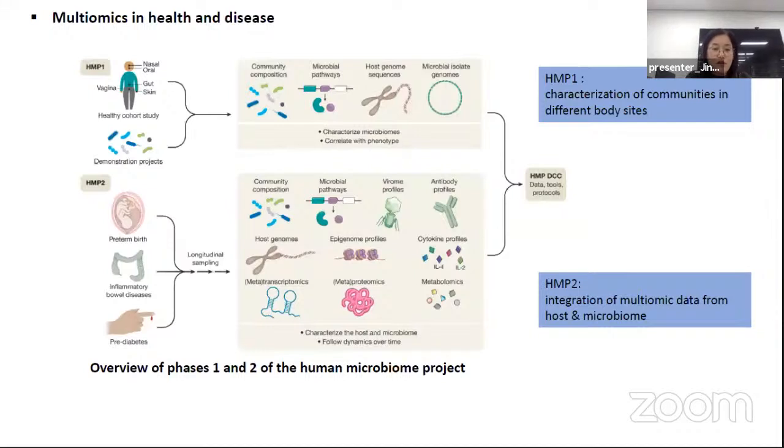This is the overview of phase 1 and 2 of the Human Microbiome Project. Phase 1 focused on characterization of the community in different body sites: skin, oral, and gut. Phase 2 focused on the integration of multi-omic data from host and microbiome, drawing correlations with diabetes and inflammatory bowel disease.